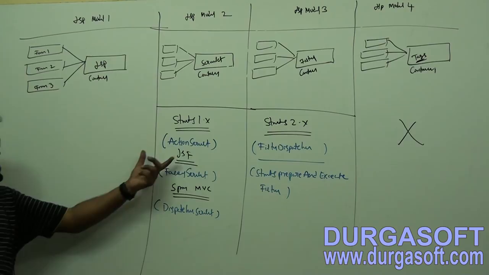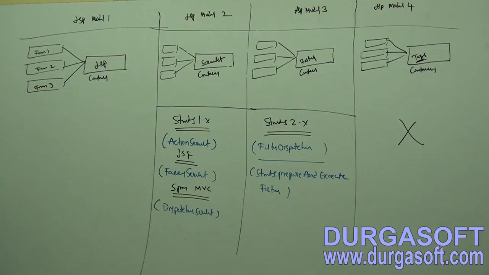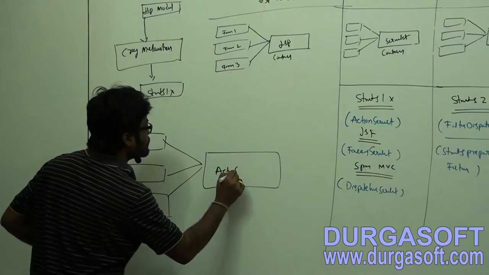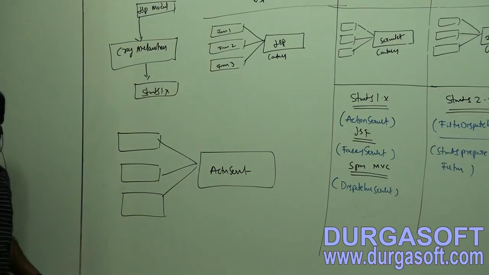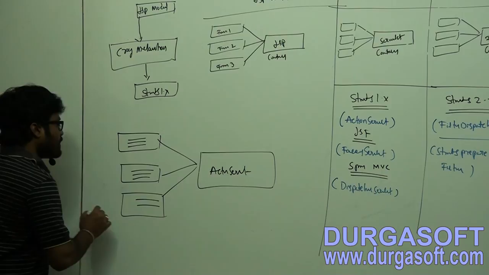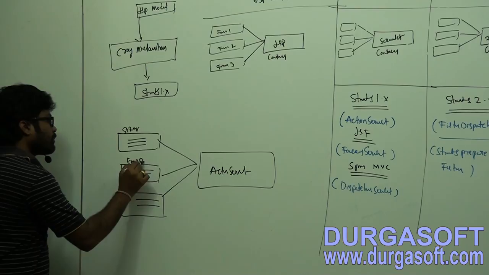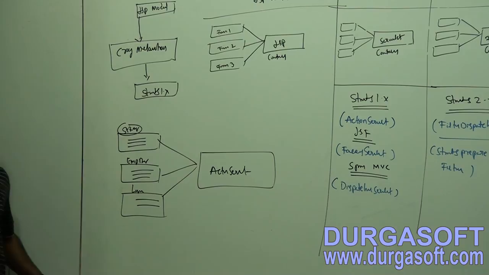So if you submit any form request, and for that form you require validations, this action servlet can handle it. So common operations it may execute. Then what about user-specific operations? Let's say there is a student registration page, an employee registration page, and a login page. For student registration, an operation we have to do. For employee registration, an operation. For login, operations we need to execute.